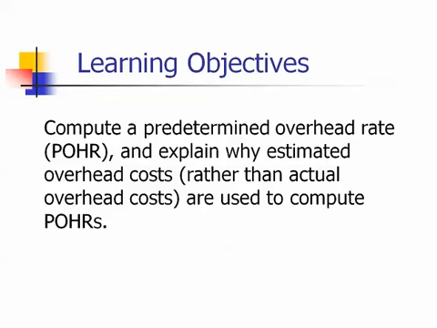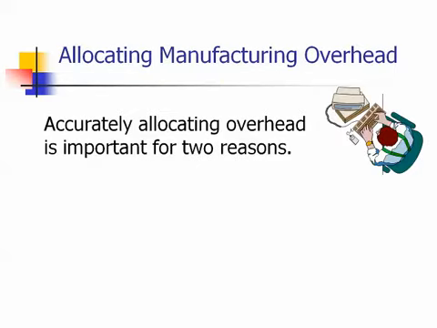Compute a predetermined overhead rate and explain why estimated overhead costs rather than actual overhead costs are used to compute our predetermined overhead rate and allocate overhead to jobs. Accurately allocating manufacturing overhead is important for two reasons.